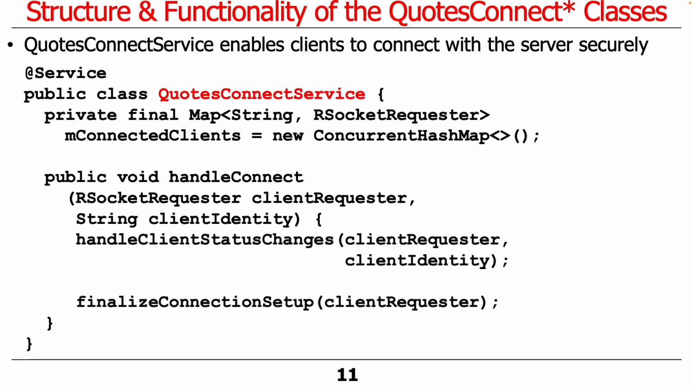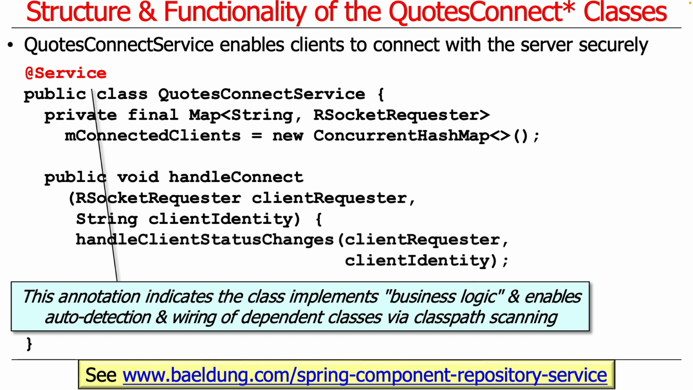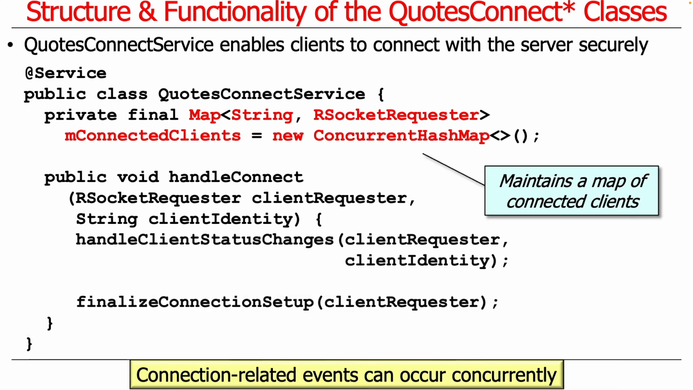Here is the service that does the interesting stuff. It's a service, no surprise there. It's got a map that maps the connected clients to the identities of the connected clients. The clients will identify themselves using a random UUID string. And we have a map that maps that string to the RSocket requester, which is what the client sends over when it connects, so that the server can talk back to the client. That allows this bidirectional requester-responder style communication.